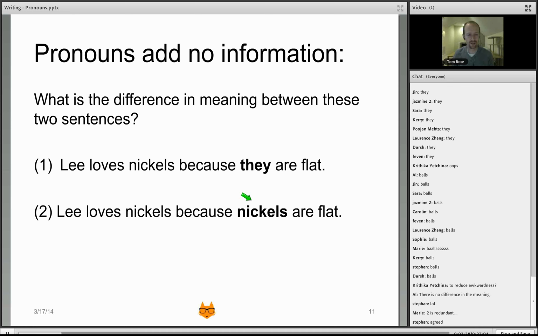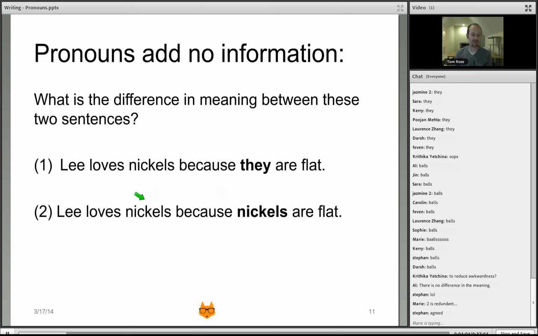This isn't redundant in the sense that it's a redundancy error. Because you don't know that he likes nickels because nickels are flat. He could like nickels because dimes are flat, which would be strange, but that could be Lee. So this second nickels is not redundant. It does tell you something interesting. What it doesn't need to do is literally use the same word again. Using the same word again, that's redundant, right? You could use the pronoun they instead of the word nickels. We don't have to say that again.